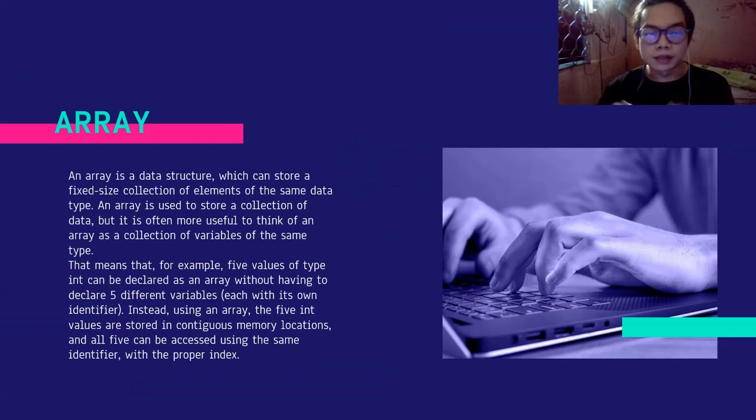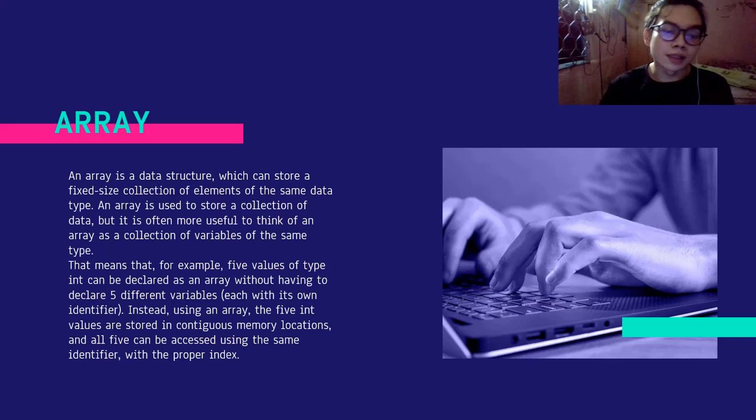Array. An array is a data structure which can store a fixed size collection of elements of the same data type. An array is used to store a collection of data, but it is often more useful to think of an array as a collection of variables of the same type. That means that, for example, 5 values of type integer can be declared as an array without having to declare 5 different variables, each with its own identifier.